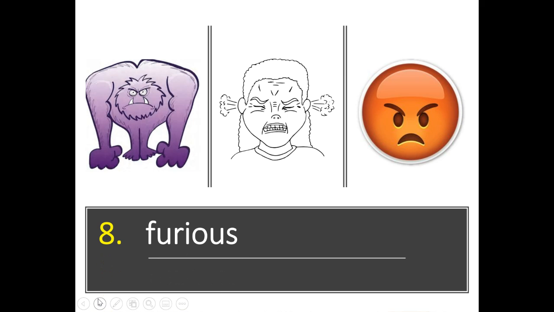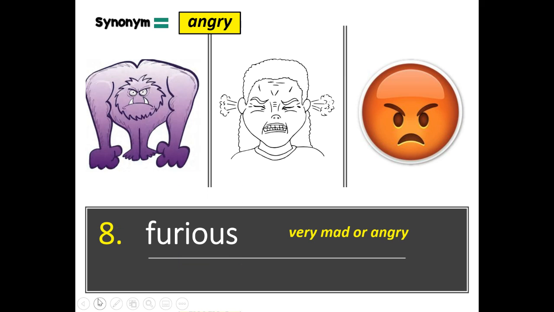They all show furious, full of fury. Furious means very mad or angry. They all look furious, very mad or angry. A synonym, or a word that means the same, angry.